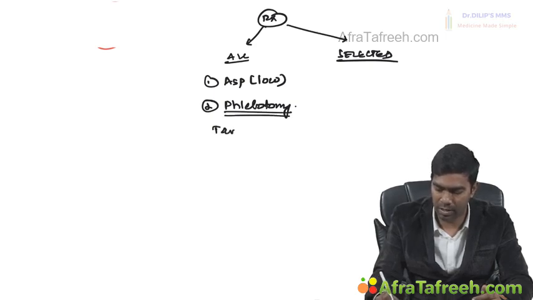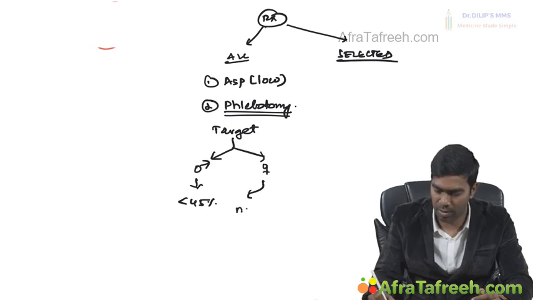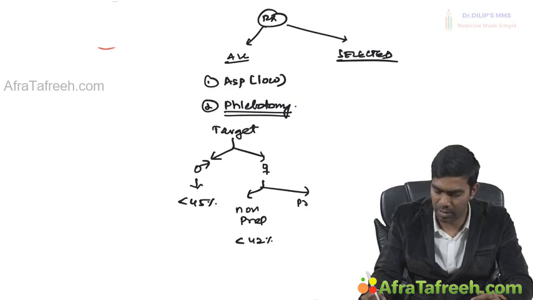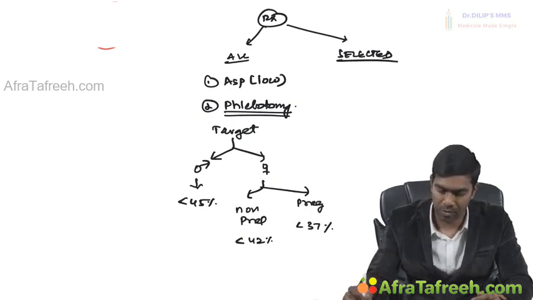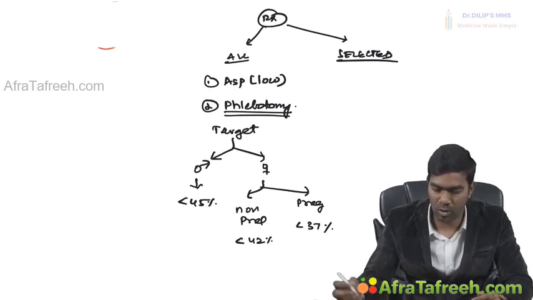Typically you have a target hematocrit for phlebotomy. The target hematocrit for phlebotomy for a male is less than 45%. For a female, it depends on non-pregnant or pregnant. If it's a non-pregnant woman, it is going to be less than 42%, or if it's a pregnant woman, it is going to be less than 37%. Clear? So selected people, who are the selected people?